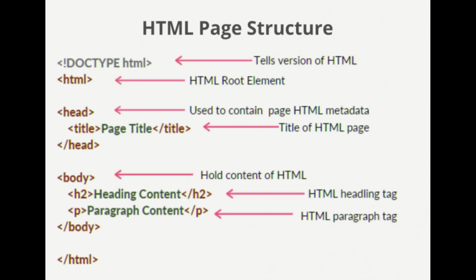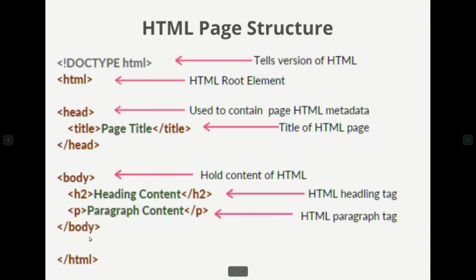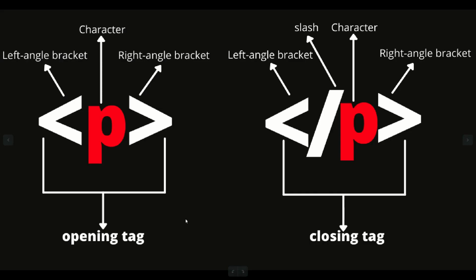But before this, let's start with the opening and closing tag. As you can see in this previous example, we have this p tag. This p is the opening tag and this p is the closing tag. If you want to break down the opening and the closing tag, what's the difference between these two? Both have a left angle bracket and a right angle bracket. Here we have the character p, and here we also have the character p, right?